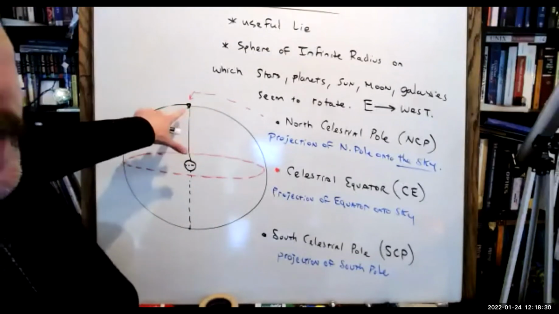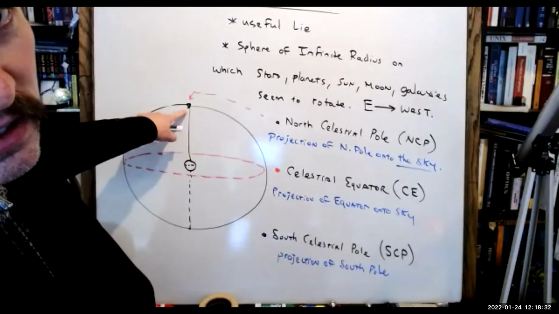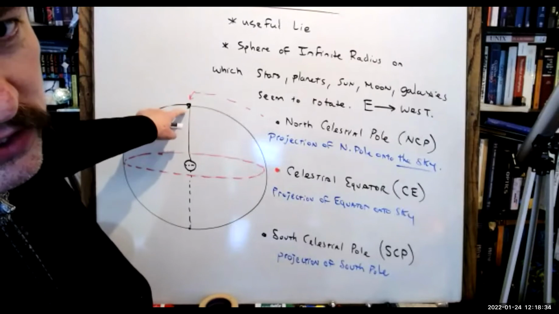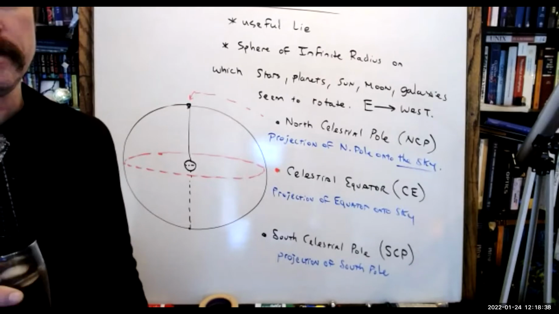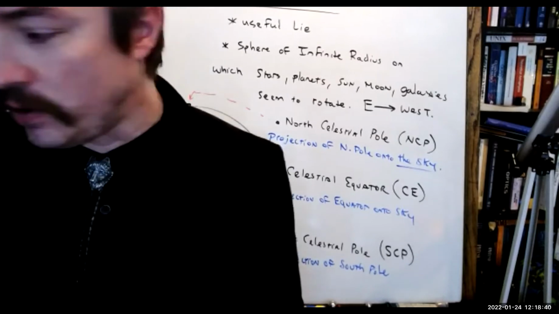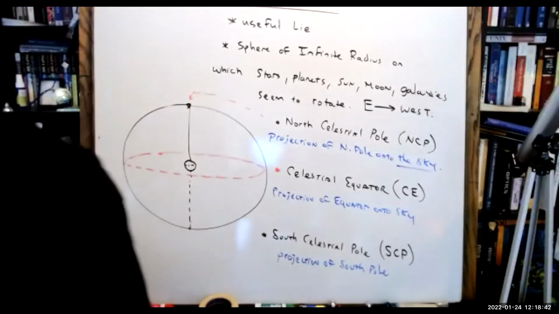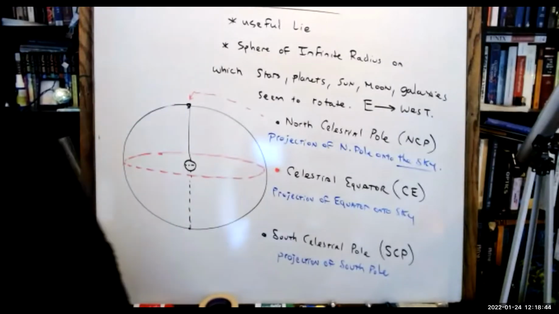There is a legendary astronomical object located at the North Celestial Pole. Do you know what it is? Polaris? That's right, the North Star Polaris. Let's take a peek.